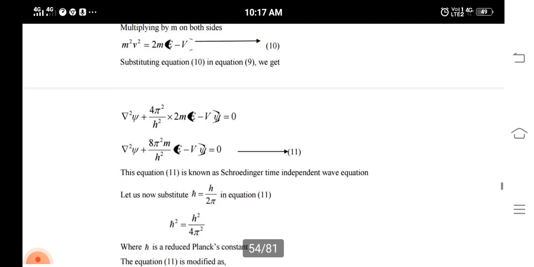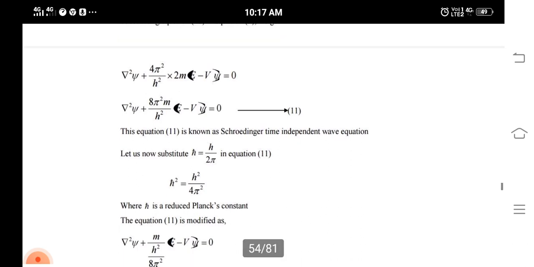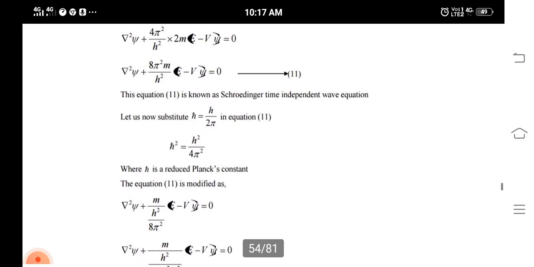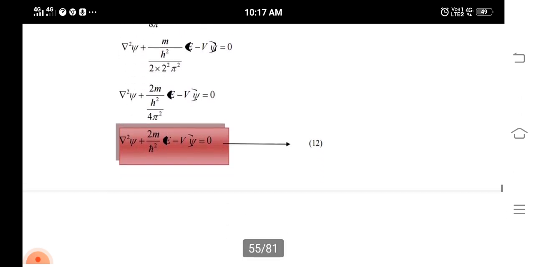This is the equation of Schrodinger's time independent wave equation. Here ħ = h/2π, so ħ² = h²/4π², where ħ is the reduced Planck's constant, and equation number 11 is modified as ∇²ψ + (m/ħ²)(2)(E − V)ψ = 0. Simplifying, we get ∇²ψ + (2m/ħ²)(E − V)ψ = 0.